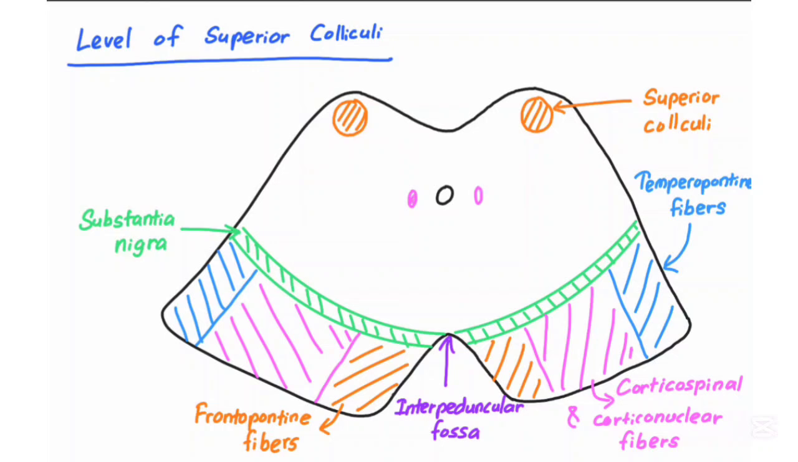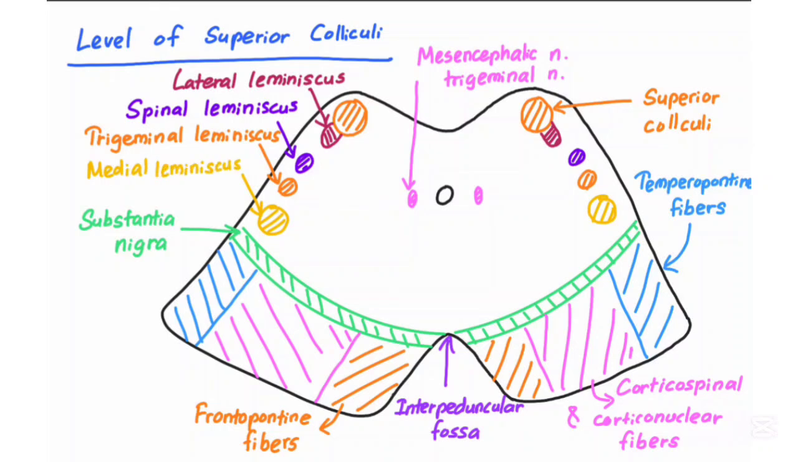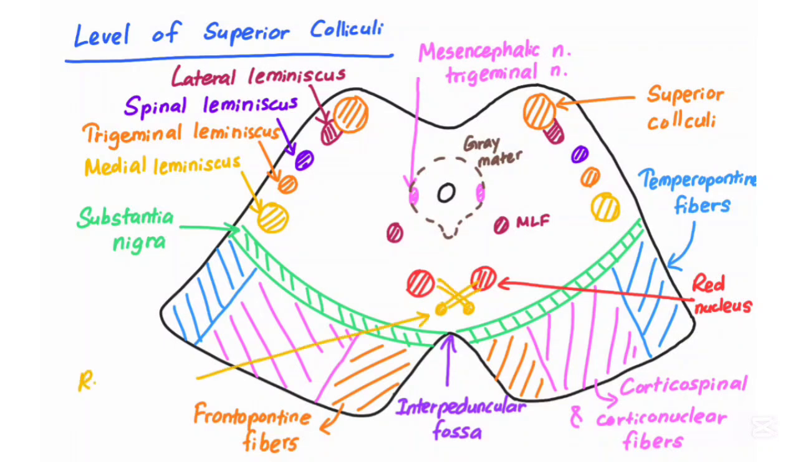At the sides of the aqueduct, we can see the mesencephalic nucleus of trigeminal nerve, and here are lateral lemniscus, spinal lemniscus, trigeminal lemniscus, and medial lemniscus. So the aqueduct is surrounded by the grey matter, and here you can see the medial longitudinal fasciculus, and here is the red nucleus. And also you can see rubrospinal tract and its decussation here.